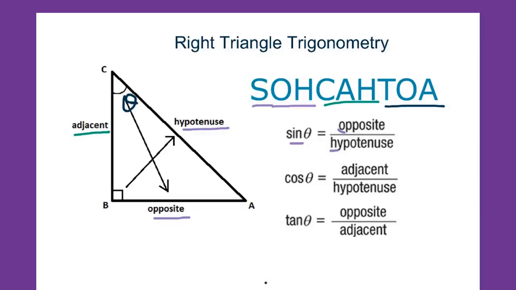That's how you get the SOH. So cosine equals adjacent side over hypotenuse. That's how you get the CAH. Tangent equals opposite over adjacent side. That's how you get the TOA. So we call this SOHCAHTOA.